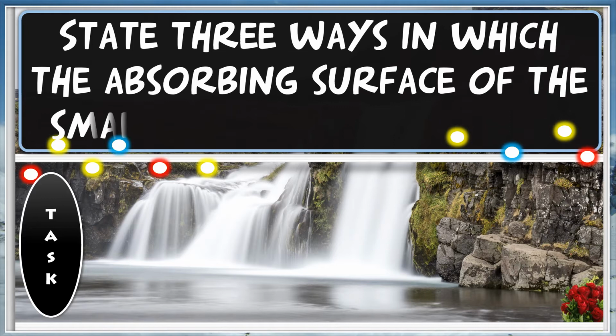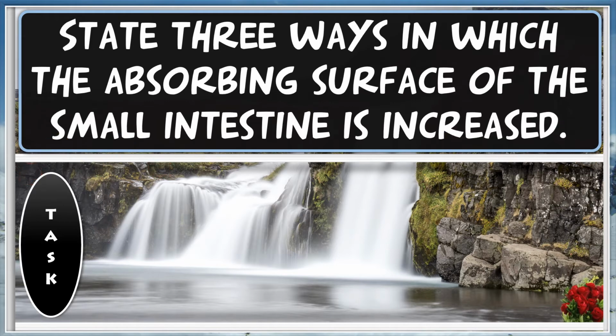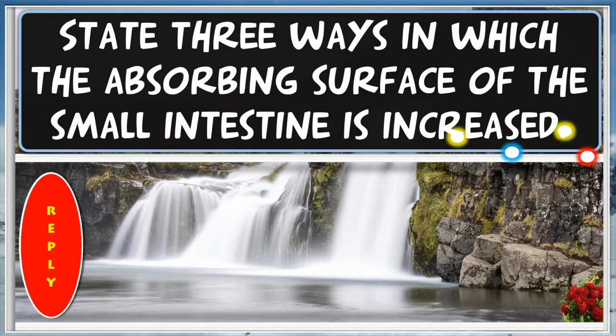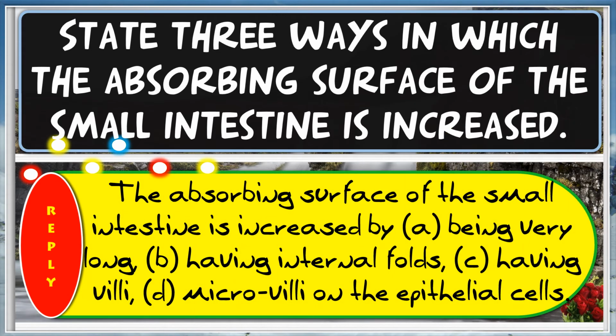State 3 ways in which the absorbing surface of the small intestine is increased. The absorbing surface of the small intestine is increased by A. Being very long, B. Having internal folds, C. Having villi, D. Microvilli on the epithelial cells.